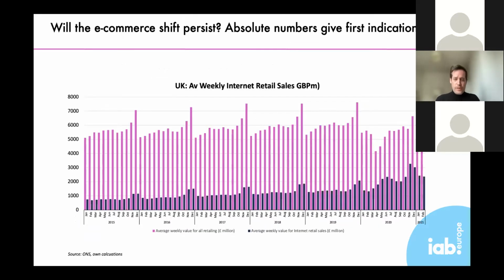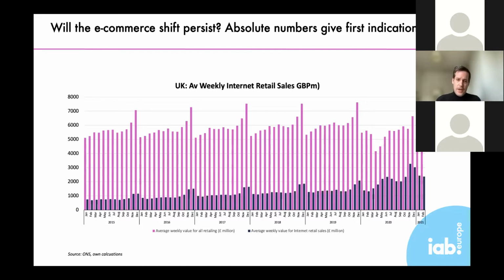The key question with all of this, though, is: is this going to persist? Or are we moving back into a world where e-commerce will continue on this linear pre-pandemic trajectory? The jury is still out. We don't have fully robust numbers to say with certainty that this trend is going to continue, but there are some very good indications.